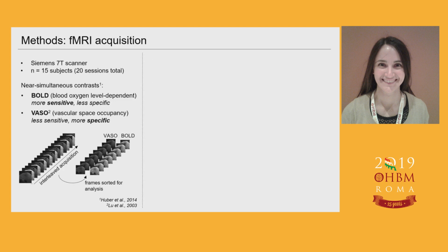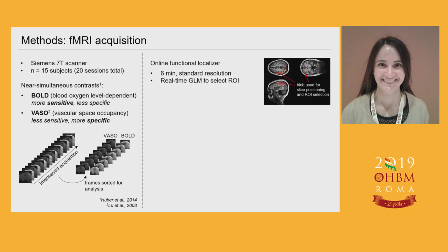Because prefrontal cortex is so large and heterogeneous across subjects, it's difficult to pinpoint anatomical landmarks in everybody. So we actually ran an online functional localizer where the first 6 minutes of every scan were a standard resolution functional run, and then we zoomed in on the hotspot in DLPFC for subsequent slice positioning for the high resolution experimental runs.